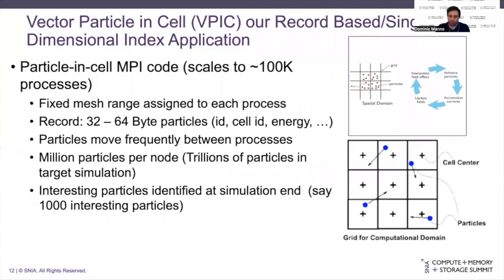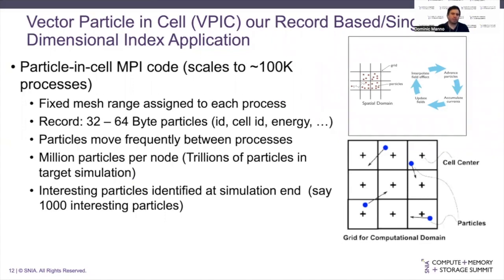A record, if you will, consists of something on the order of 32 to 64 byte particles. This includes an ID, a cell ID, and then some features of the cell like energy, temperature, pressure, other things like that. So particles move freely between processes. There are probably millions of particles per node, potentially trillions of particles in the entire simulation.